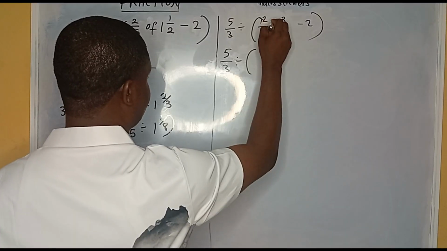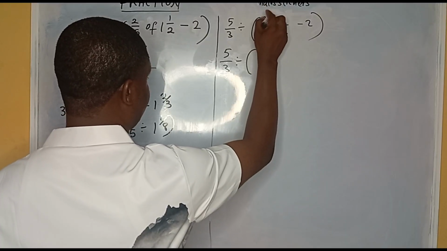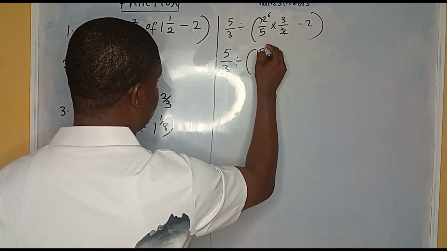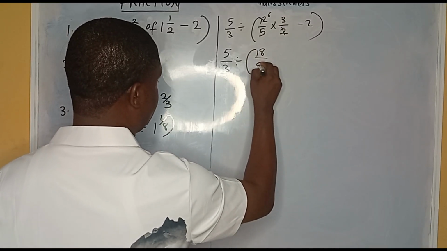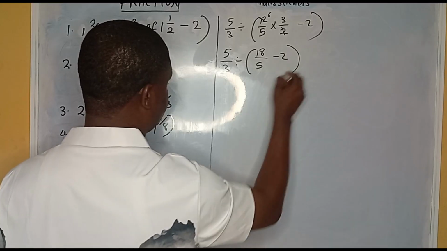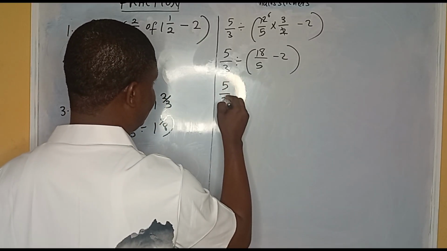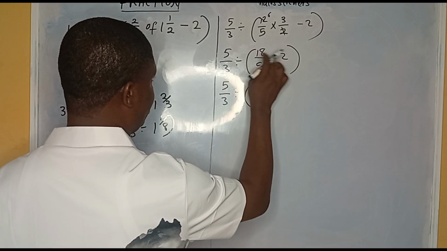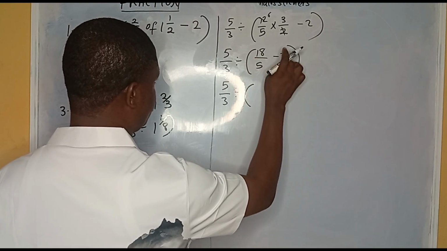Now 2 can still divide 12 to give us 6. Okay, so 6 times 3 is 18 over 5, minus 2. That will give us 5 over 3 divided by, we'll have the LCM here. We're having 18 over 5 minus 2.